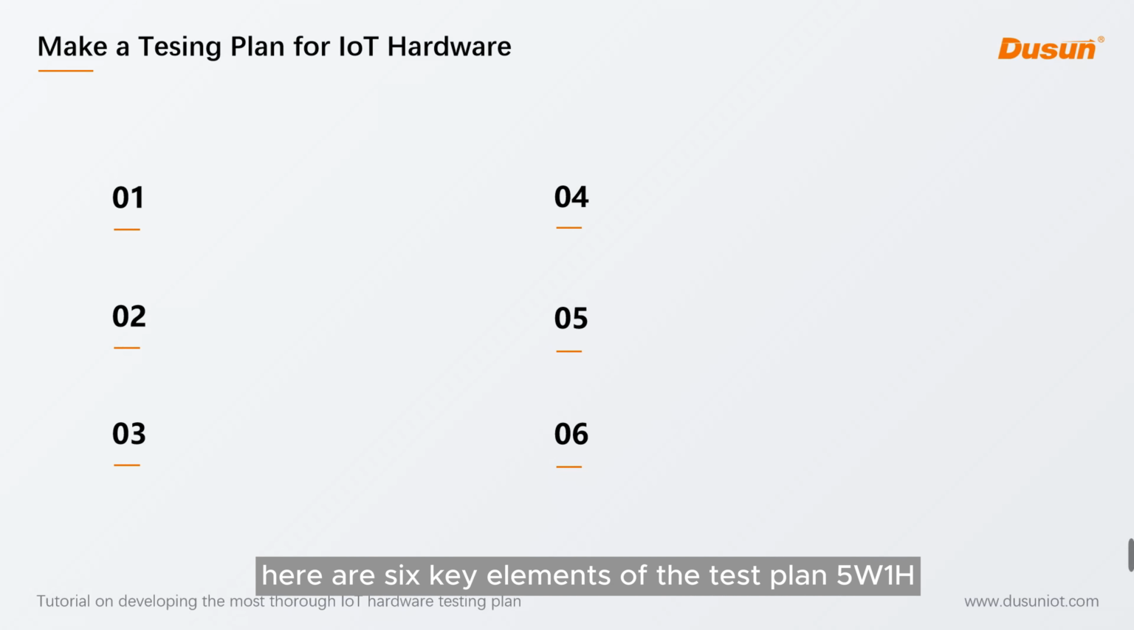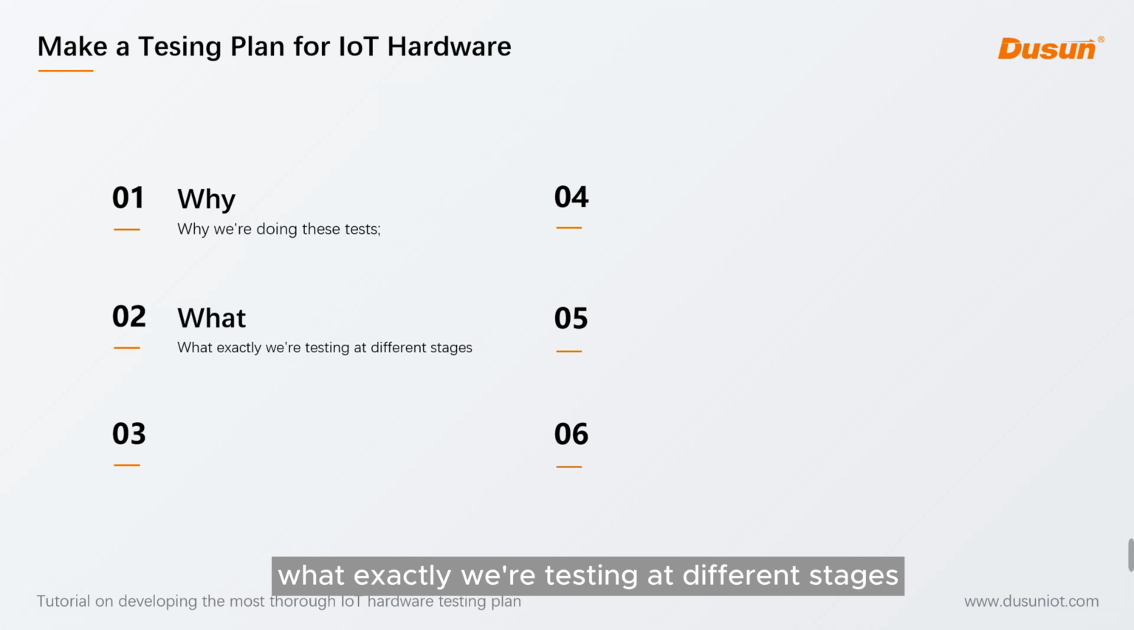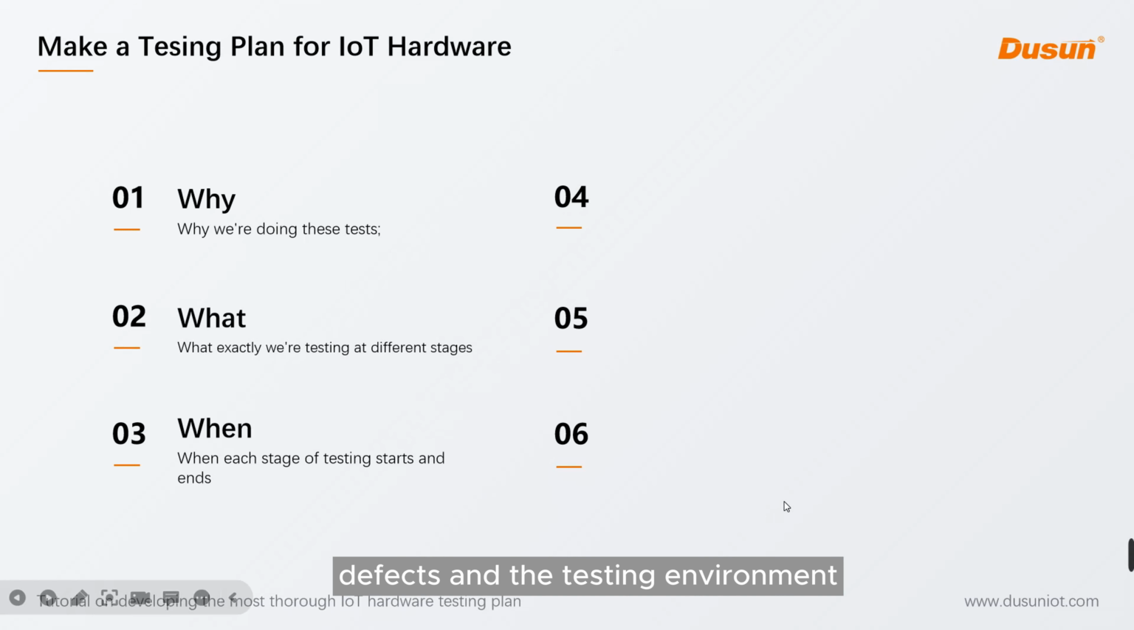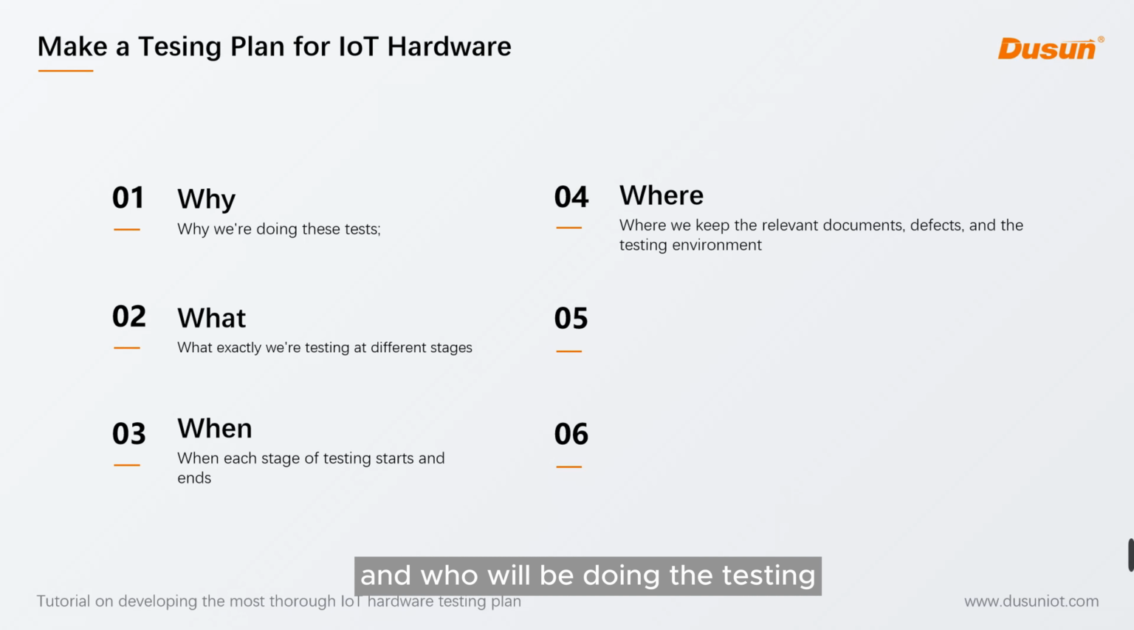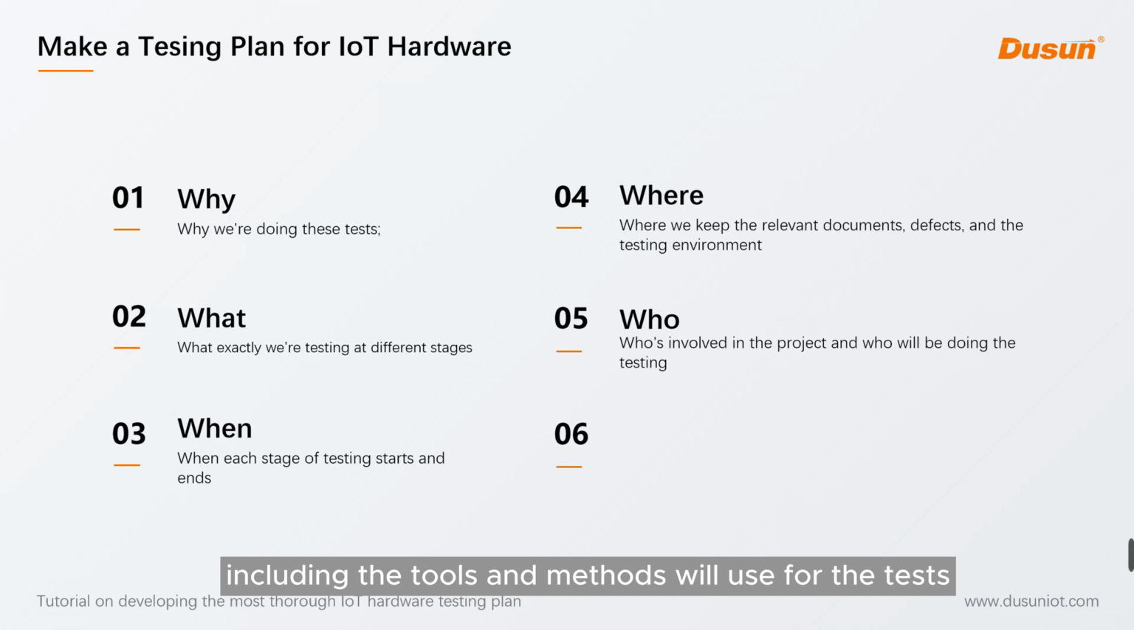Here are 6 key elements of the test plan. 5W1H. Why we're doing these tests. What exactly we're testing at different stages, when each stage of testing starts and ends. Where we keep the relevant documents, defects, and the testing environment. Who's involved in the project and who will be doing the testing, how we're going to do it, including the tools and methods we'll use for the tests.